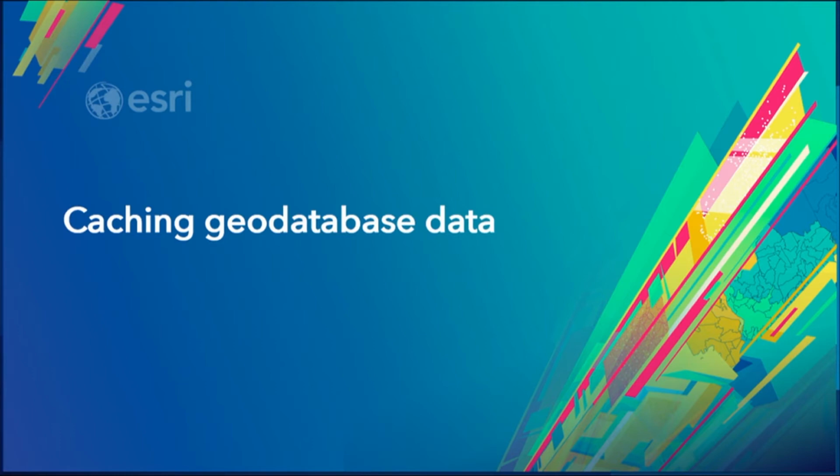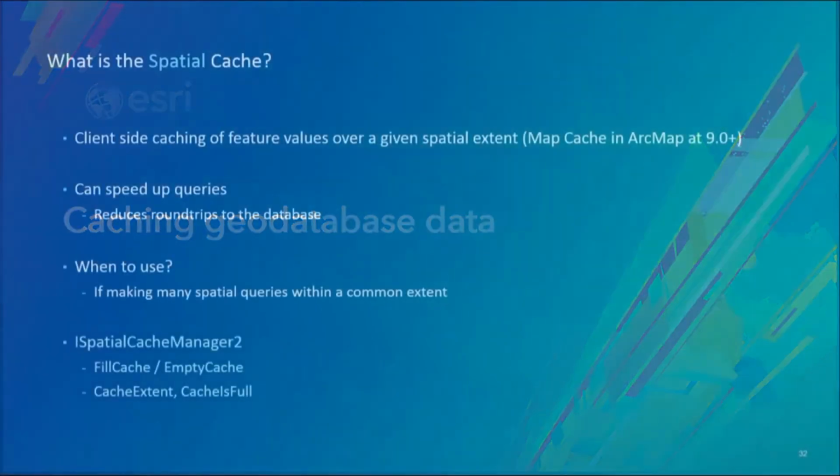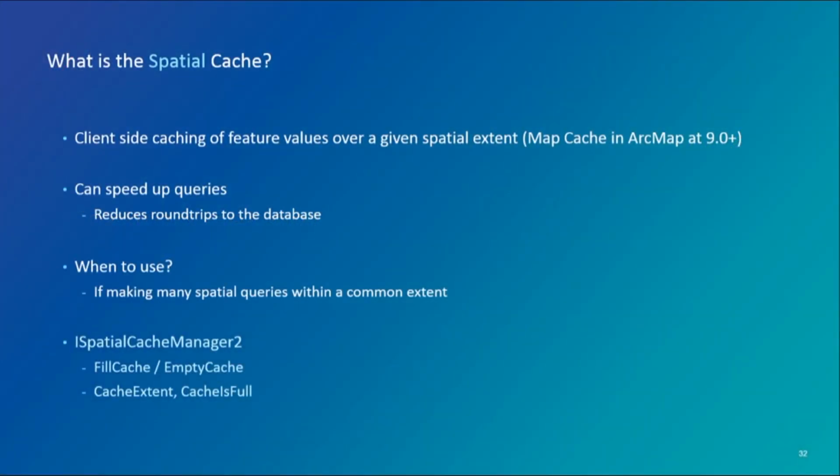So let's talk about caching in the geodatabase. I've talked about a spatial cache already a couple times, but what is it? Well, it's a client-side cache of the features in a given extent. This was introduced in ArcMap 9.0, and ArcMap natively uses it for many of its patterns. It can really speed up the queries because you're taking out the round trip to the database after you fill the cache. Those search cursors can be fully client-side satisfied.